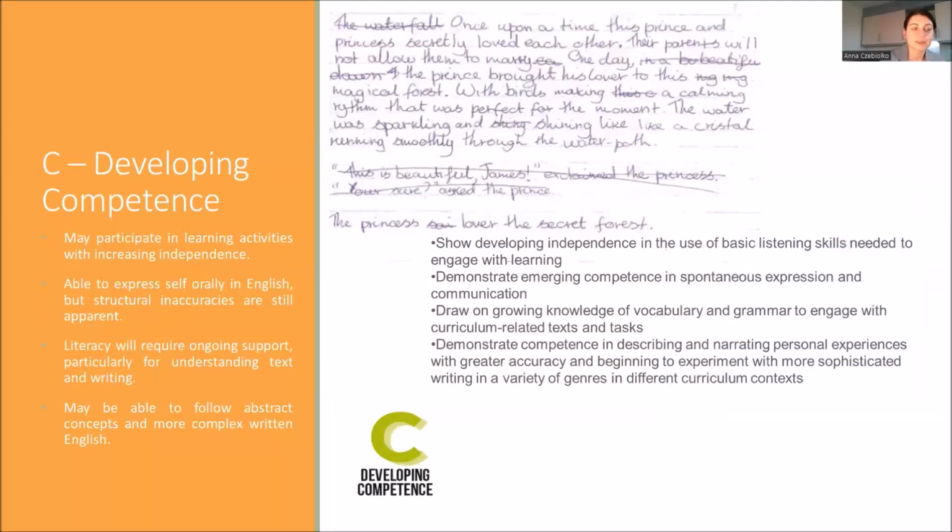The C level, developing competence. These students may participate in learning activities with increasing independence. They may be able to express themselves orally in English, but structural inaccuracies are still apparent. So it means that they are making grammatical mistakes. Their writing or speaking isn't accurate. Literacy will require ongoing support, specifically for understanding text and writing. And they may be able to follow abstract concepts and more complex written English.